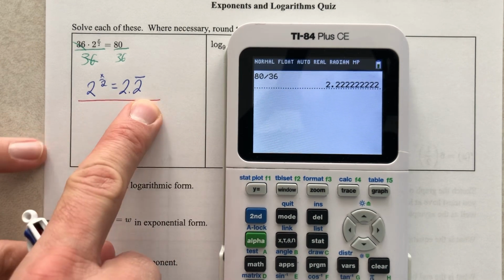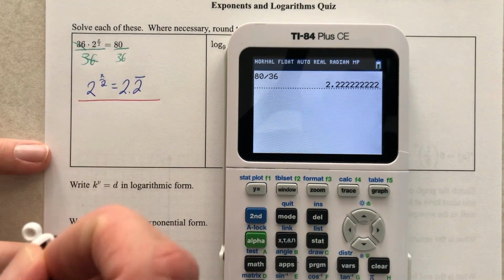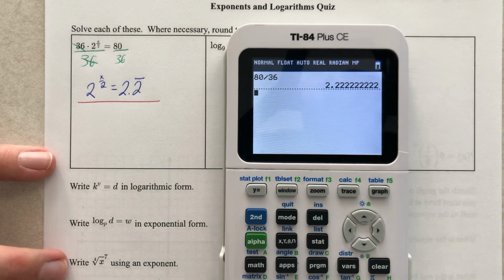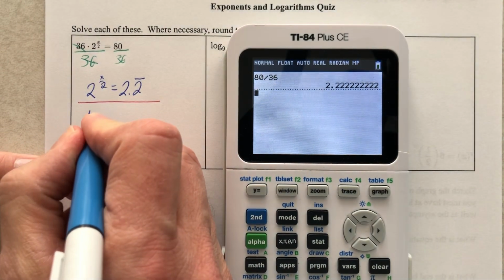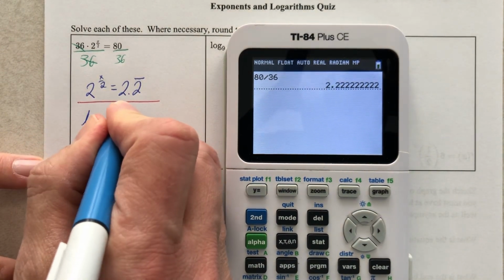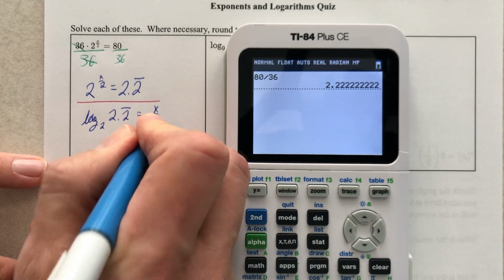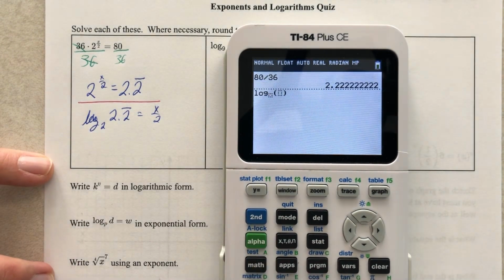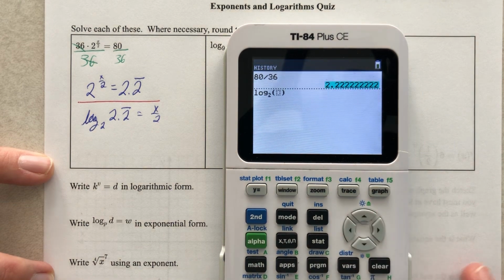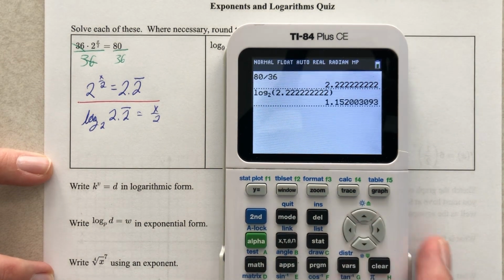This is an exponential form, truly exponential at this point. So we're going to convert it into a logarithm. I'm trying to solve for a variable in the exponent. So log base 2 of 2.2 repeating, and that is equal to x over 2. You can type it into Desmos. I'll use my calculator, and we'll use as much of that as we can. And that's what we get.